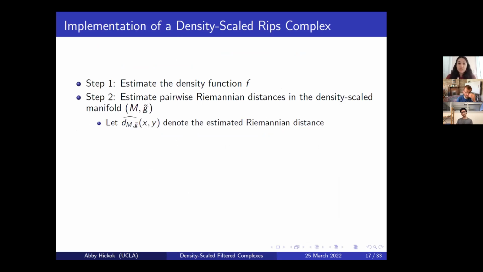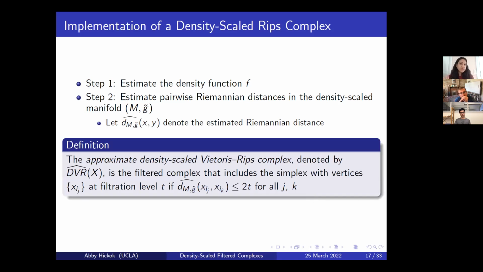The second step is to estimate the pairwise Riemannian distances in the density scaled manifold. So I'm going to let this d hat denote the estimated Riemannian distance. And then the implementation of the density scaled Rips complex, which I'm denoting here by dvr hat to denote that it's an estimation, is the Vietoris-Rips complex built in the metric space defined by the estimated Riemannian distance. That is, we include a simplex in the complex at filtration level T if the estimated Riemannian distances between all the vertices are at most 2 times the filtration level.